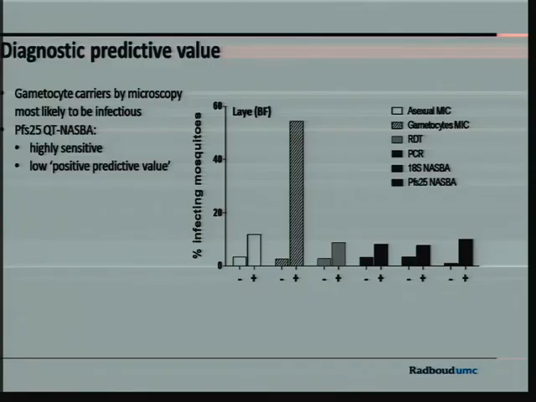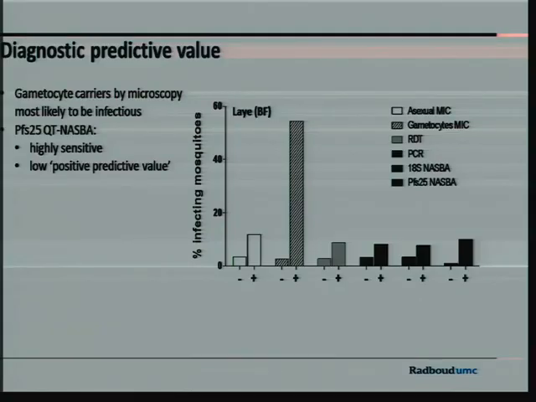If you have gametocytes by microscopy, then more than half of these gametocyte carriers infected at least one mosquito, so they are most likely to be infectious. However, you do miss a proportion of individuals who infect mosquitoes. And Pfs25 QT-NASBA was the most sensitive diagnostic to pick up everyone who is capable of infecting one mosquito.